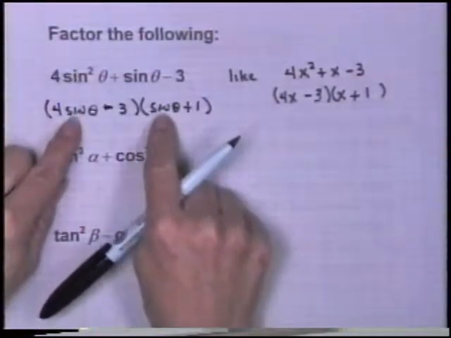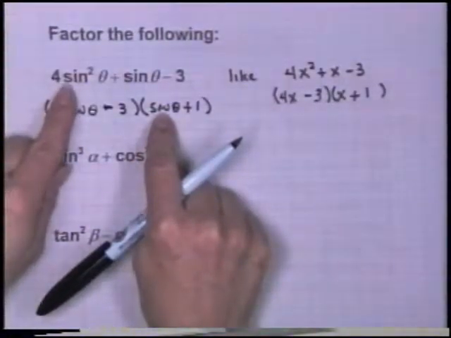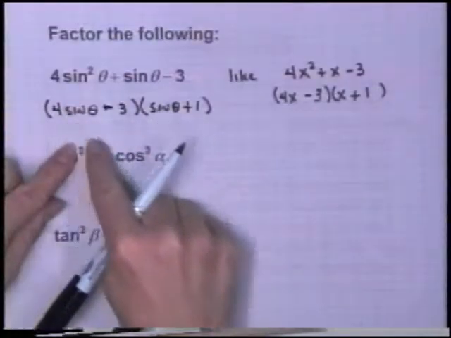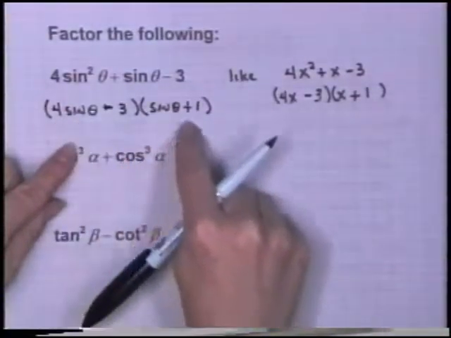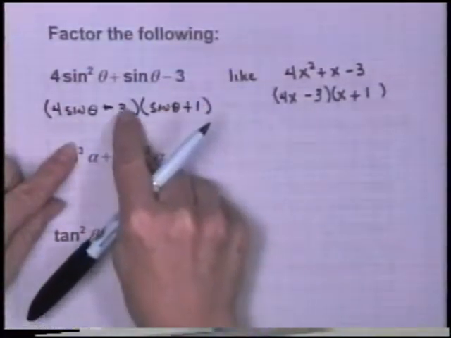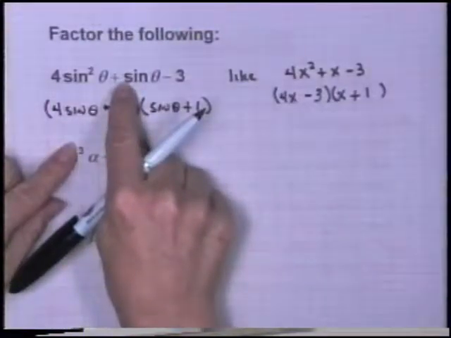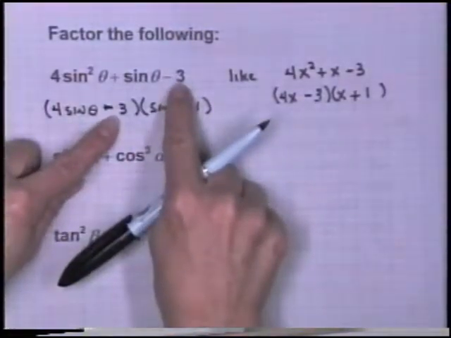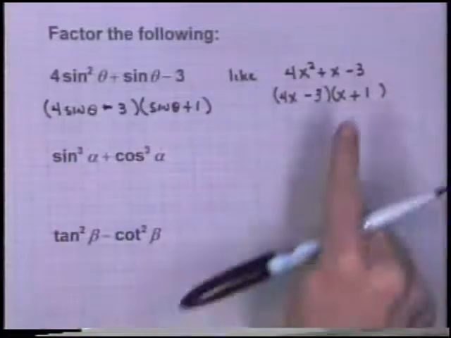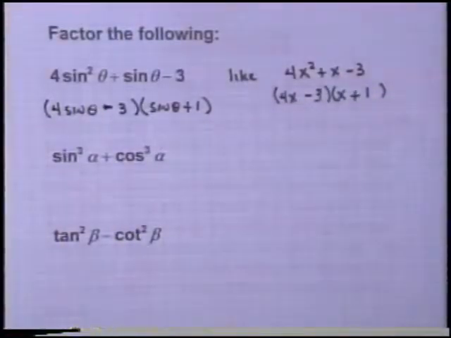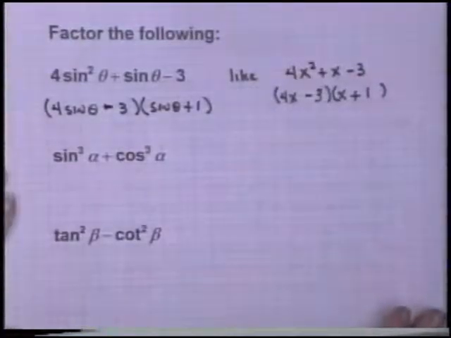Now let's look at this. If I multiply 4 sine theta times sine theta, I get 4 sine squared theta. Notice my outside product is a positive 4 sine theta. Inside, minus 3 sine theta, that gives me 1 sine theta, and then minus 3. So this again is just like the algebra problem, except our trig function has taken the place of that variable.